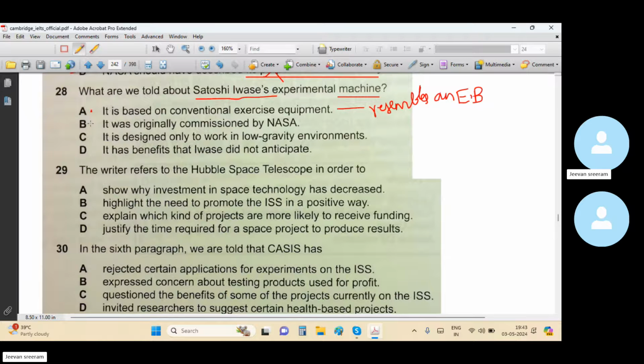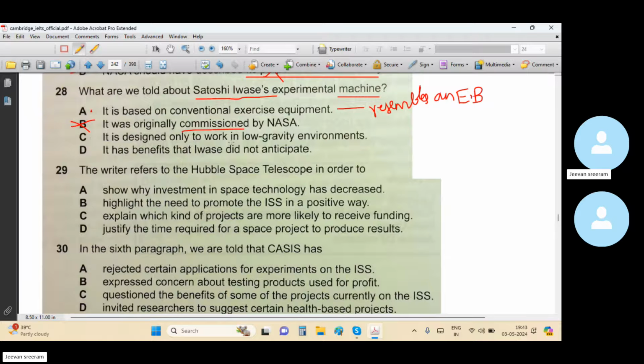So B, it was originally commissioned by NASA. There is no such mention in the passage that NASA specifically commissioned, requested, or authorized it. Commission means authorized, requested, provided. So there is no such information in the passage that NASA specifically commissioned or requested the development of the centrifuge. The focus is on the development and the purpose of the mission, not its origin. There is no such information at all.